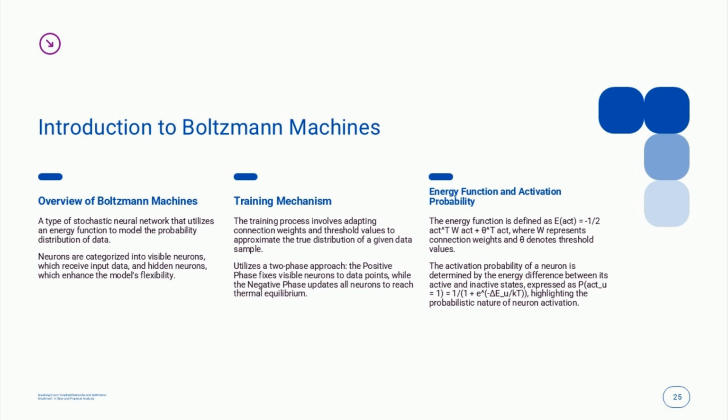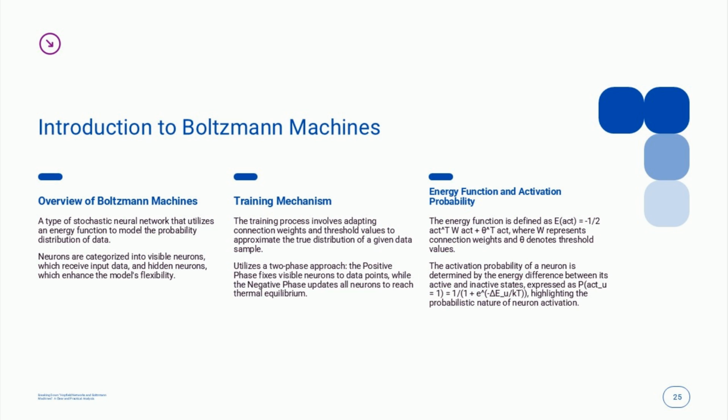The training mechanism is where it gets exciting. It's a two-phase process. In the positive phase, the machine gets data to chew on. It fixes visible neurons to specific values. In the negative phase, it's free to explore, adjusting neurons to find equilibrium. Think of this as like teaching a kid to ride a bike. First, you guide them, positive phase, then let them wobble and stabilize on their own, negative phase.